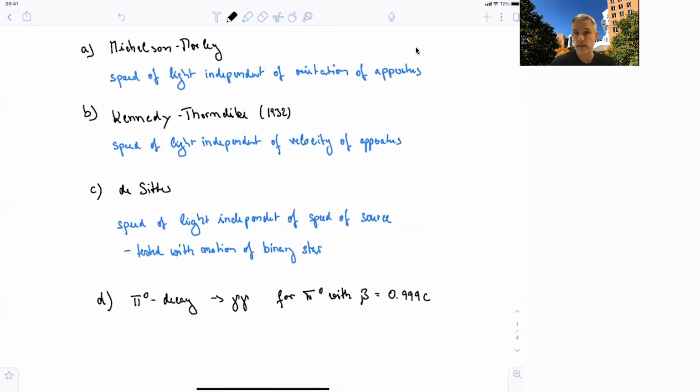We can look in particle physics, the decay of a pion into two photons, and those pions can have a lot of energy. For example, with a beta of 0.999 times the speed of light, and still the photons out of this decay behave like any other photon. They move with the speed of light.